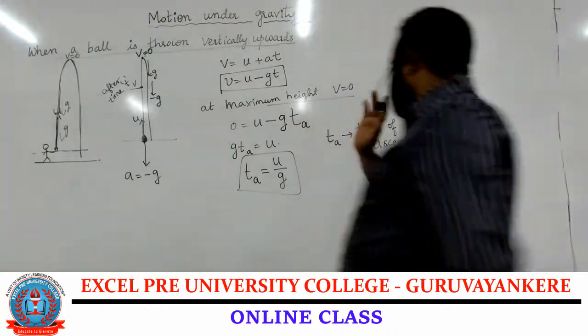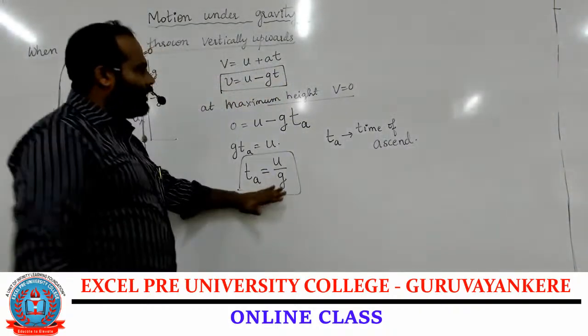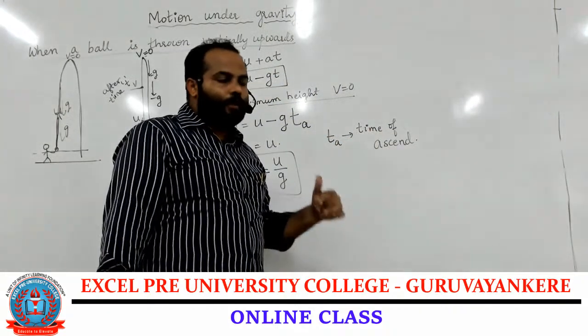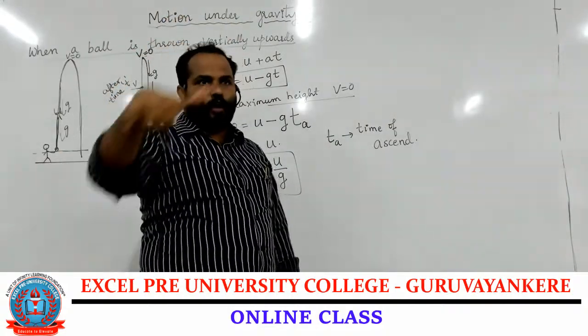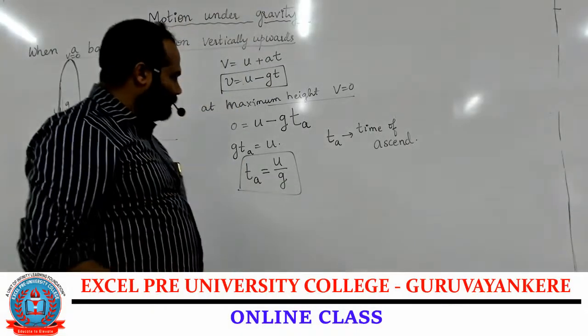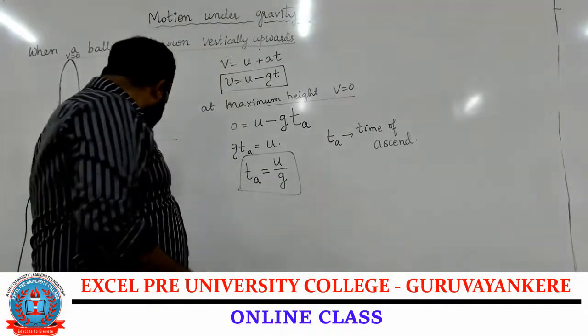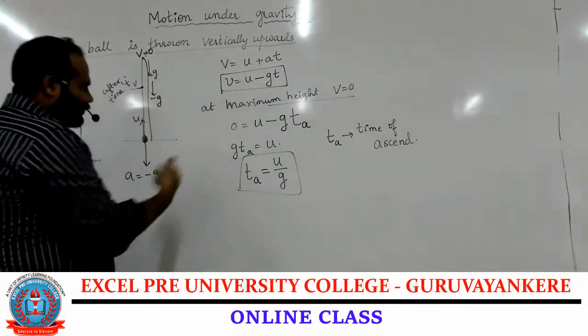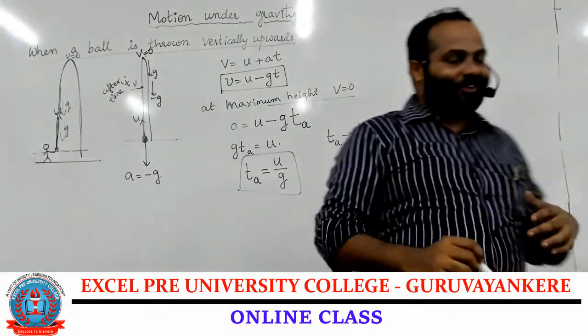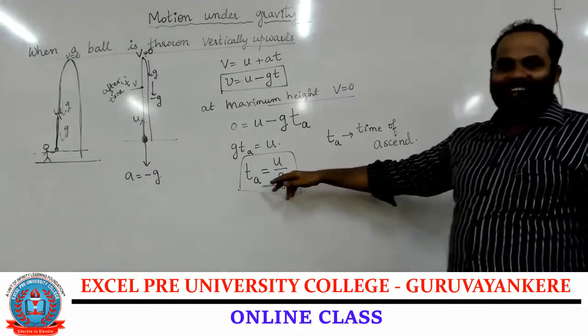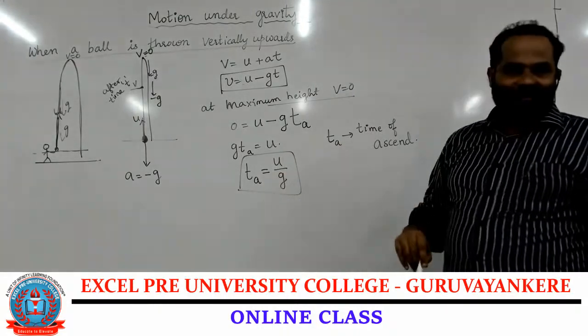Okay. So this is the formula for time of ascent. Time of ascent means the time taken to reach maximum height after the ascending journey. Going upward is called ascent. Okay. Anyway, CBSE, ICSE students, so no need of Kannada. So Ta is u by g.